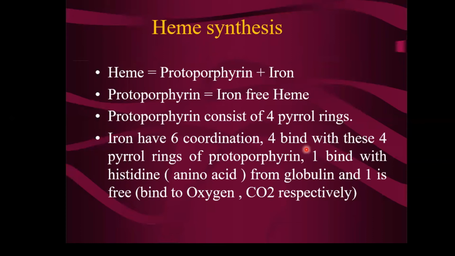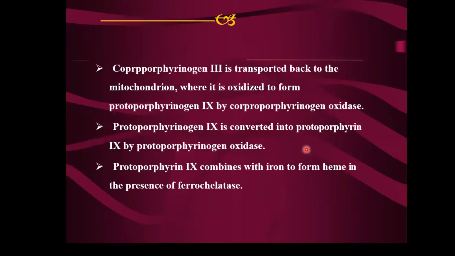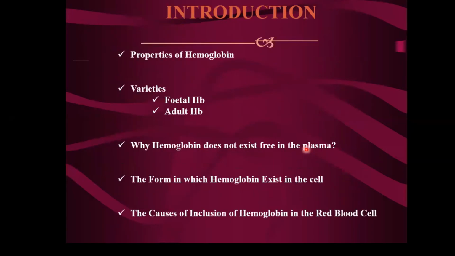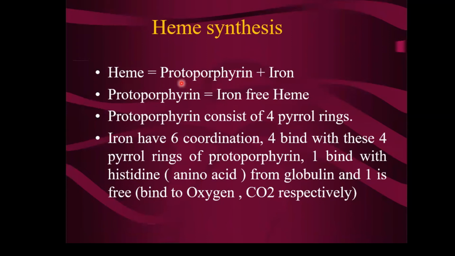What is heme? As we have already seen in our last slide, here is the structure of heme. It's a combination of protoporphyrin ring and iron, that is the metal. So heme is a combination of protoporphyrin plus iron. And what is protoporphyrin? It's iron-free heme, obviously.